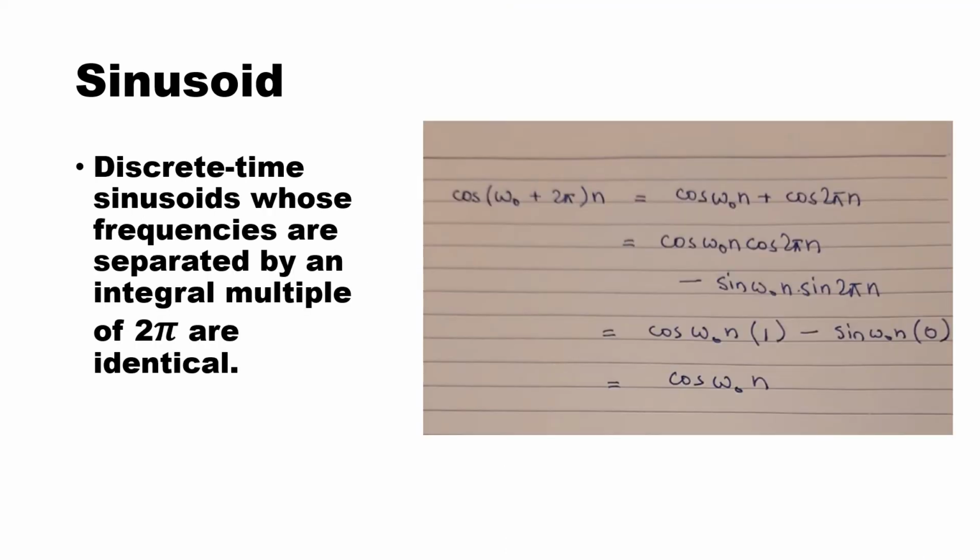Okay, now the second property that makes the discrete time sinusoid different from continuous time sinusoid, and that is that if we have two discrete time sinusoids whose frequencies are separated by an integral multiple of 2 pi.